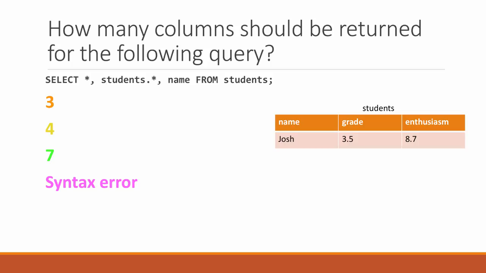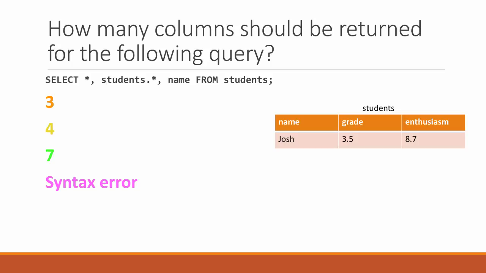So the correct answer here is 7. Now, why is it 7? Well, I say select star, which star gets expanded to mean all of the columns in the table students. Now, how many columns are there in the table students? There's 3: name, grade, enthusiasm. So the first column is name, then grade, then enthusiasm. Comma means, hey, there's more columns I need.